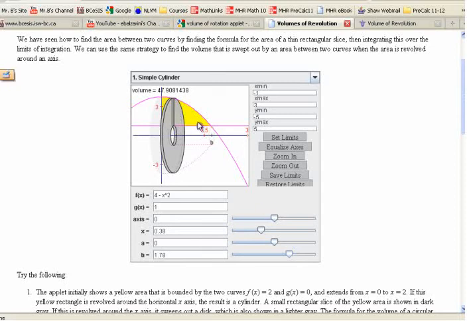If you have the area between two things, you're going to have to view them as washers like this, so that you're doing the volume of these washer shapes from one end to the other. How do you find the volume of that type of shape?